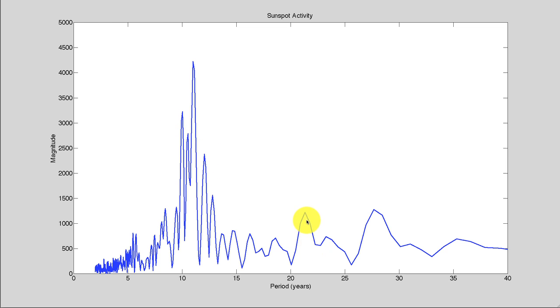And then we also notice that there appears to be some secondary or weaker components that show up at 22 years, and then as well in maybe 27 or 28 years. Okay, so we can analyze the frequency of the sunspot activity using the DFT.